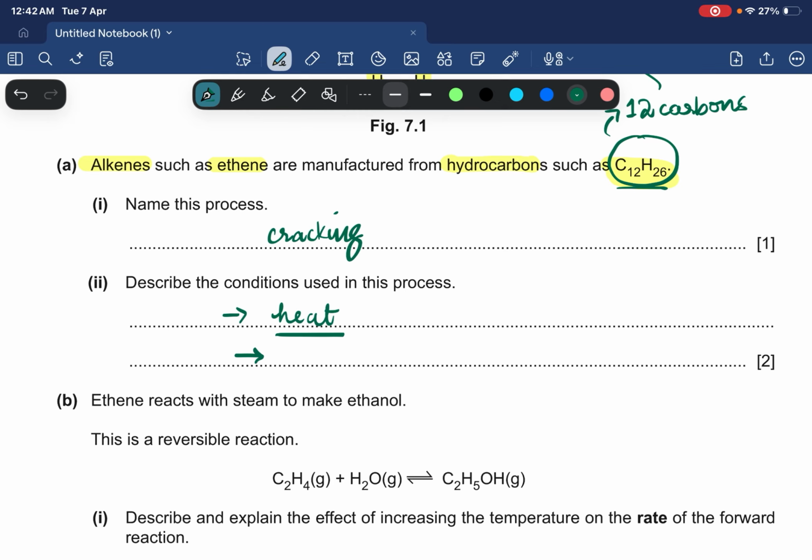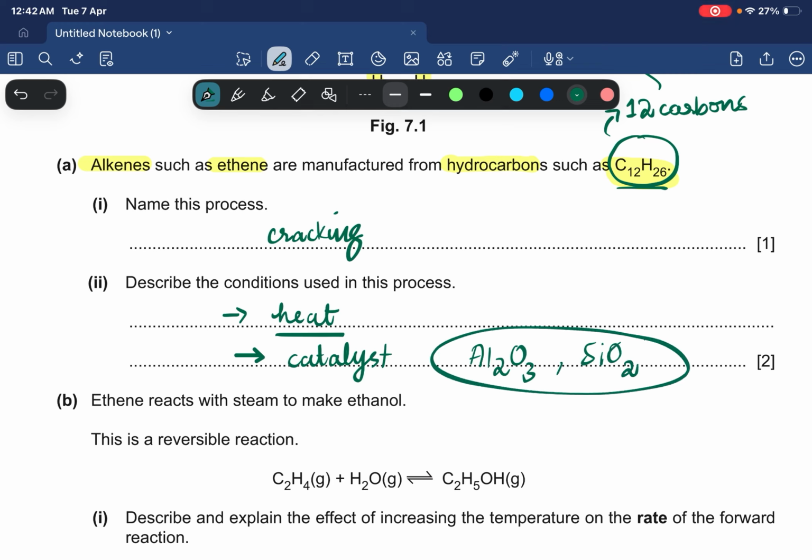And the second thing is, we need to use a catalyst. And if you want to learn the name of the catalyst, it's fine. It's aluminum oxide. Either we use aluminum oxide or we use silicon dioxide. These are the catalysts used for cracking. And heat, or you can write high temperatures.